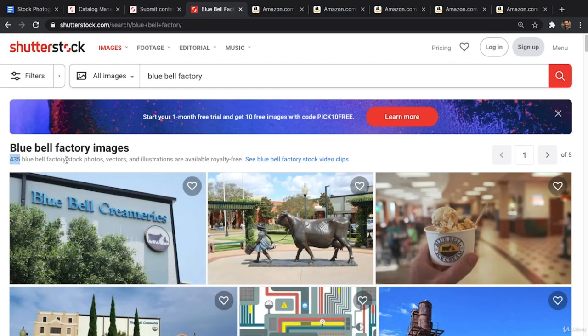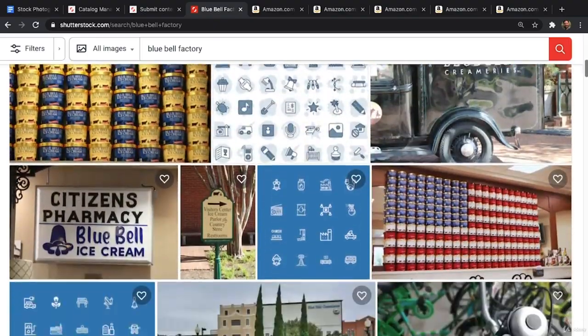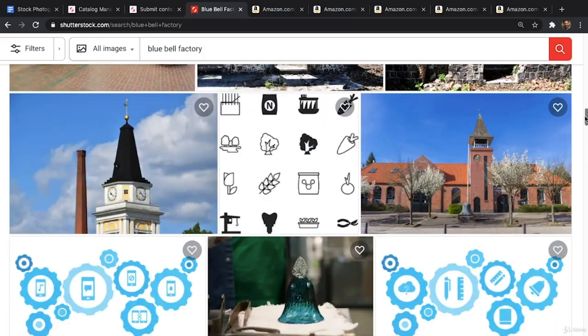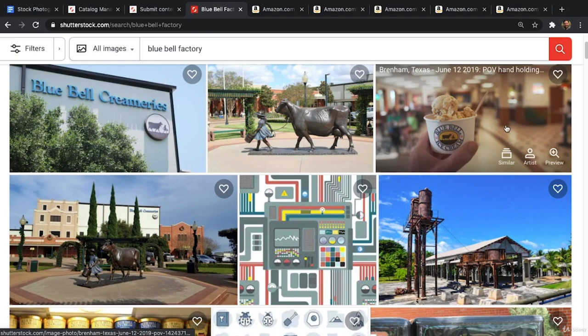How many pictures on Shutterstock are there of the Blue Bell factory? 430. So I'm not competing against a lot. And when you scroll through these, you can see half of these pictures aren't even about this place. A lot of these pictures. So really, I have, I don't know, a third or half of the top pictures here. So again, supply and demand really is king.